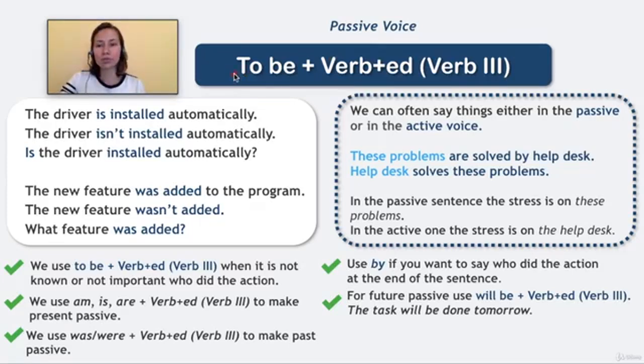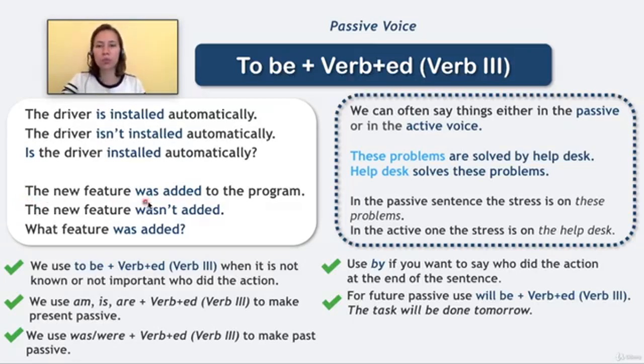But what you have to change is the verb to be. You have to change to be to the tense that you want to use. So if you use present simple, you say is or isn't if it is singular, are or aren't if it is plural, or am if you're speaking about yourself. You can also use passive voice in past simple, right? So let's look at these examples.